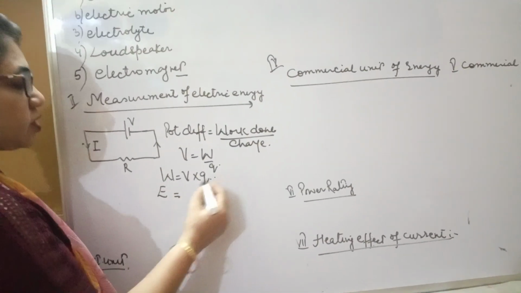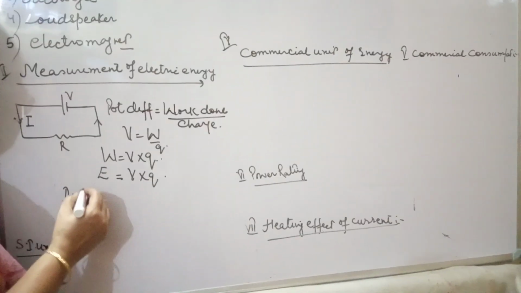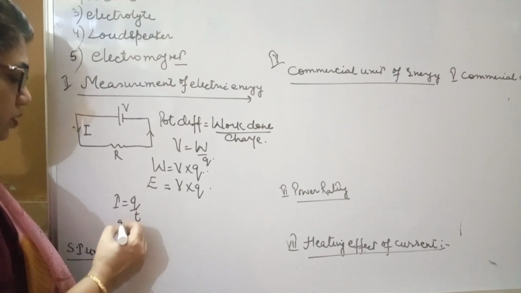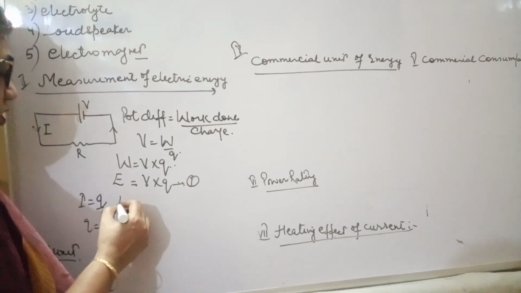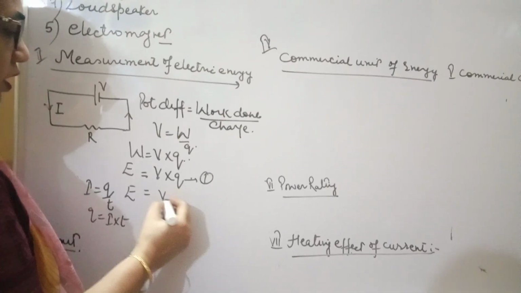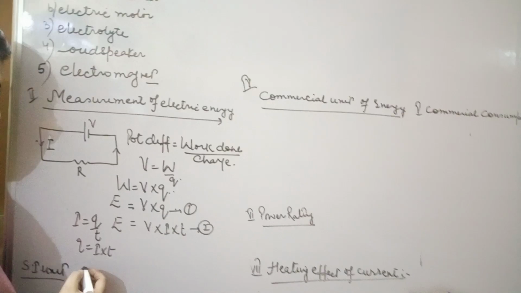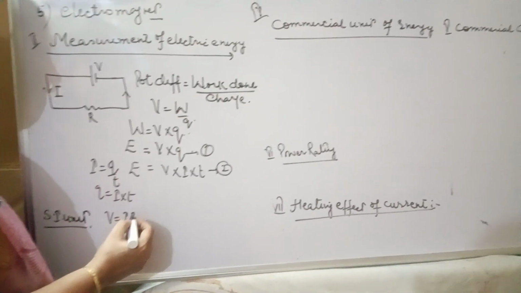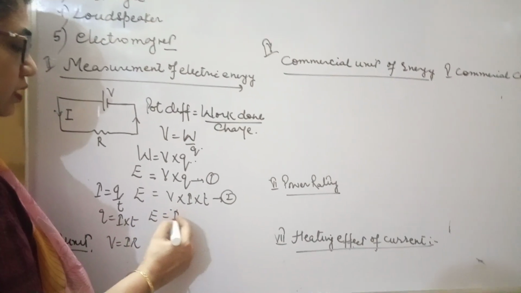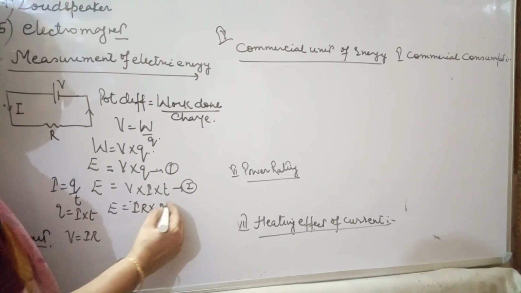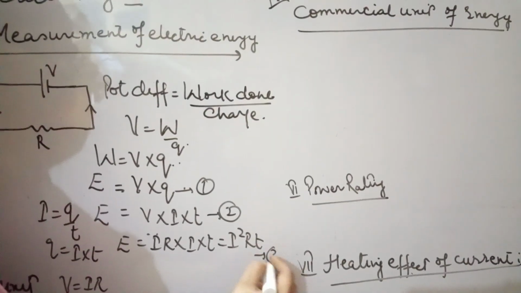Suppose the first equation is V into Q, but you know the current definition, I is equal to Q upon T. So Q is equal to I into T. I will substitute here in the first equation: E is equal to V into I into T. This is the second equation. According to Ohm's law, we know V is equal to IR. So I substitute V as IR into I into T. The net answer is I square RT. This is the third one.